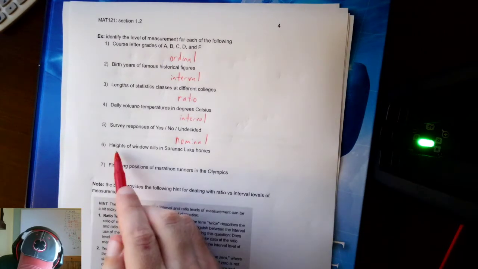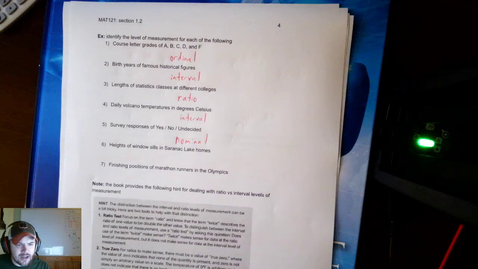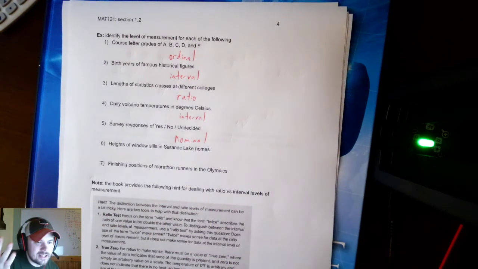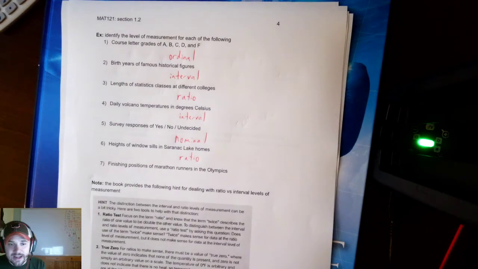Then next we have heights of windowsills in Saranac Lake homes. So heights. I'm immediately thinking about heights. It doesn't matter what heights I'm measuring, right? The measurements are arbitrary. The important thing is that I'm measuring a height. Can I subtract heights? Is there differences? Yeah, there's differences, right? So I know it's interval or ratio. I got to think about the 0, though. What does 0 mean for height? That's a true 0, right? If something is 0 inches tall, it has no height. That is ratio.